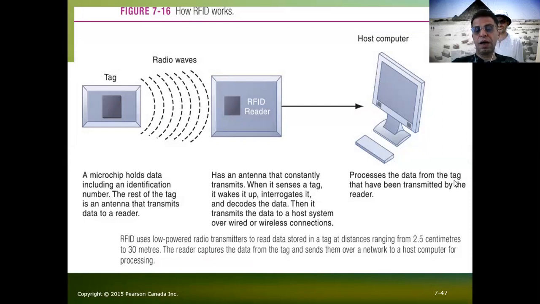So, as we said, you have the RFID tag, which is a microchip that holds data, including an identification number. The rest of the tag is an antenna that transmits the data. I don't see that many people using it, although it's available on clothing, and you find them on perfumes, but they don't use it so far. I don't know why. And then you have the RFID readers, which have an antenna that constantly transfers the data. Then you can synchronize this data from the RFID readers with your PC and database.